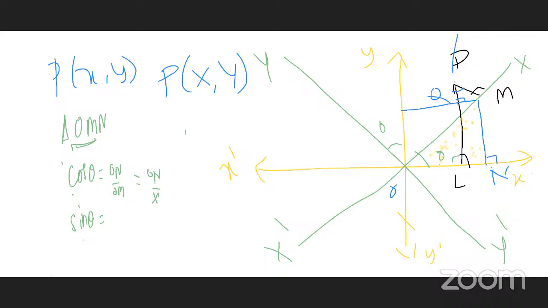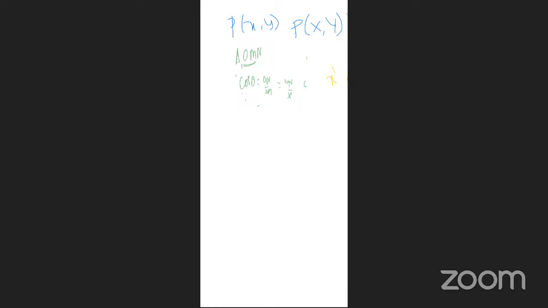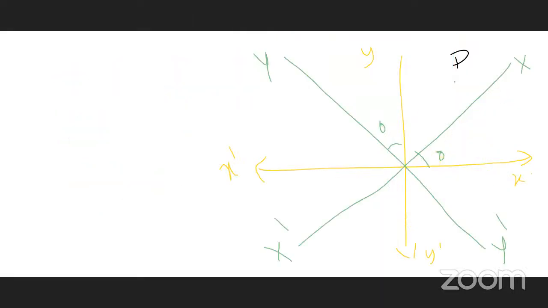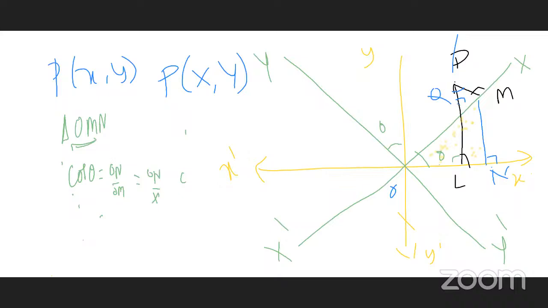So cos theta is equal to ON by capital X. If I cross multiply everything, it will become x cos theta is equal to ON. So I will take this as one equation.